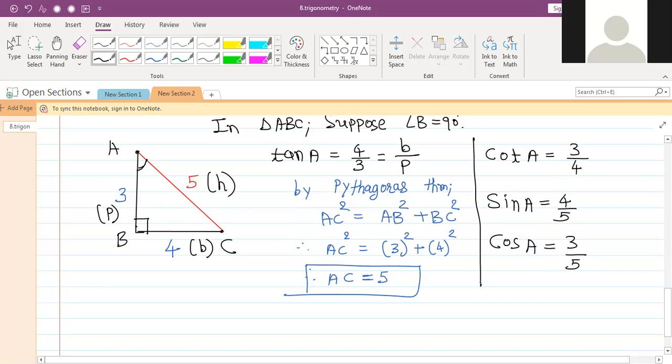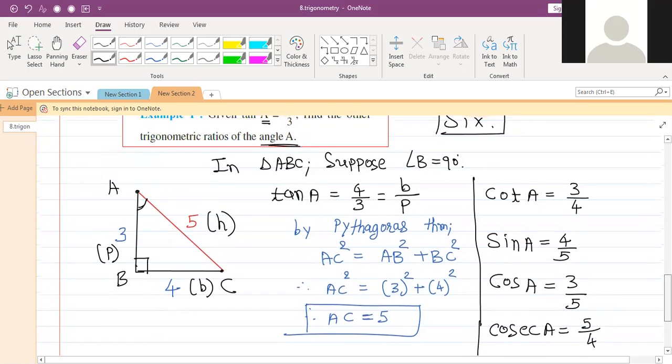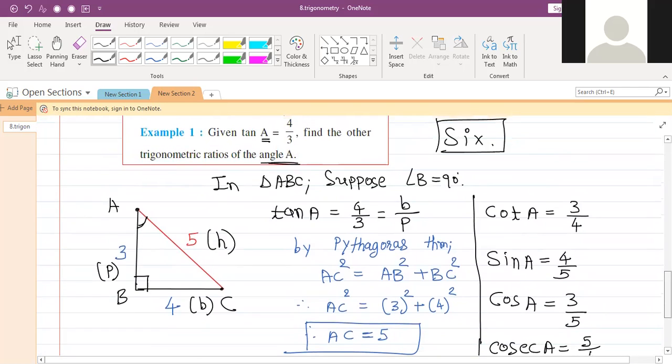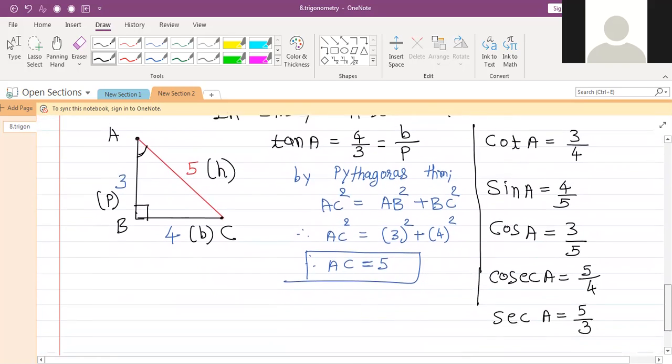Now sine and cos we already found here. So cosec A is the reciprocal of sine, that is 5 by 4, and sec is the reciprocal of cos, that is 5 by 3. Understand? Yes, sir. So this one is the application of trigonometric ratios. Using one ratio, we can find the other trigonometric ratios.